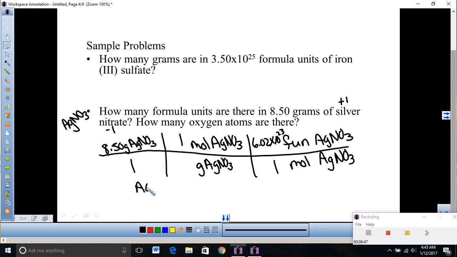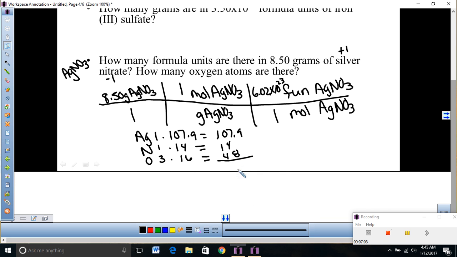So we have 1 silver, 1 nitrogen, and 3 oxygens. Silver is 107.9, nitrogen is 14, and oxygen is 16. I do need to remember to multiply that by 3 to get 48. And then you're going to get a total of 169.9, and that's going to go right here.